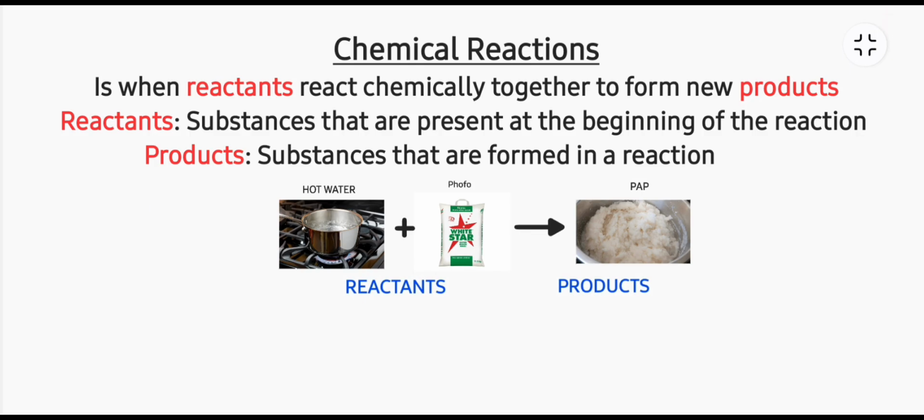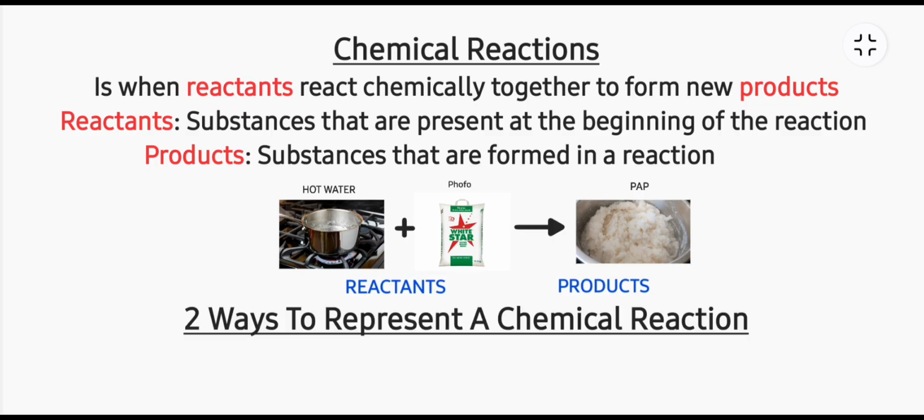So as we move on, ke tla ya ho the part of ways to represent my chemical reactions. So how can I represent my chemical reactions? I actually have two ways to represent a chemical reaction. So what are those two ways? The first way would be a word equation. So I can have a word equation for a chemical reaction.